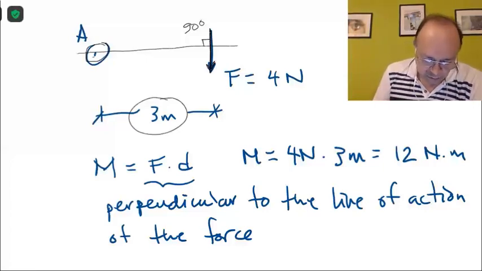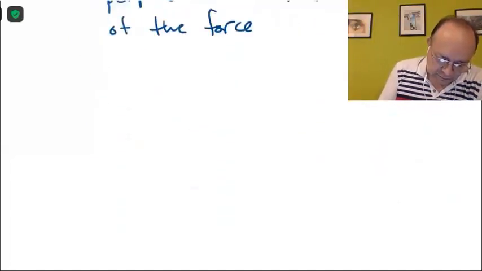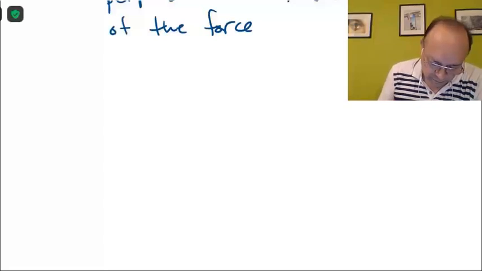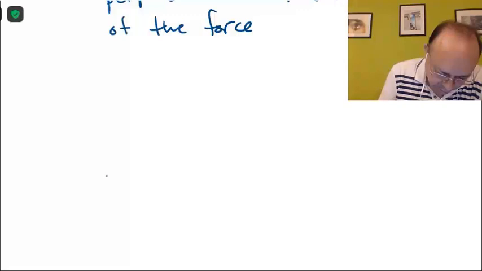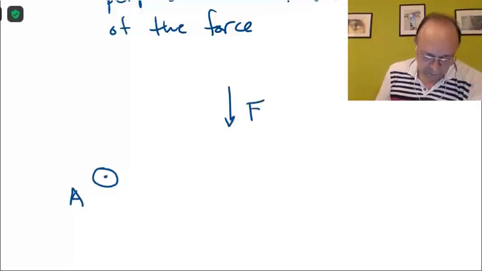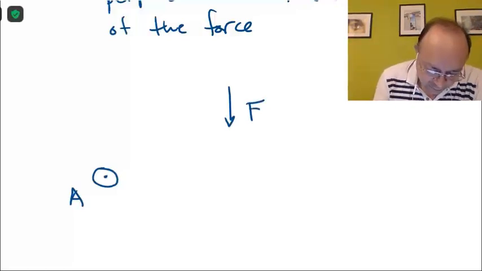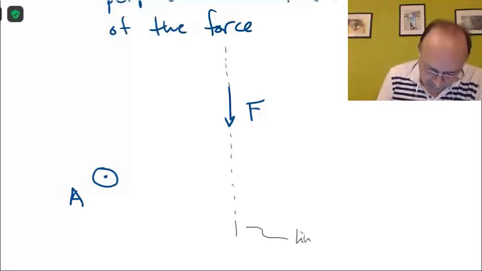Well, let's take a look at some more elaborate examples. Let's say the force is not exactly in front of the point. Let's say we have here our point A and we have a force here. We have to establish the line of action of the force. So it's this straight line from which the force is a segment. That's the line of action.